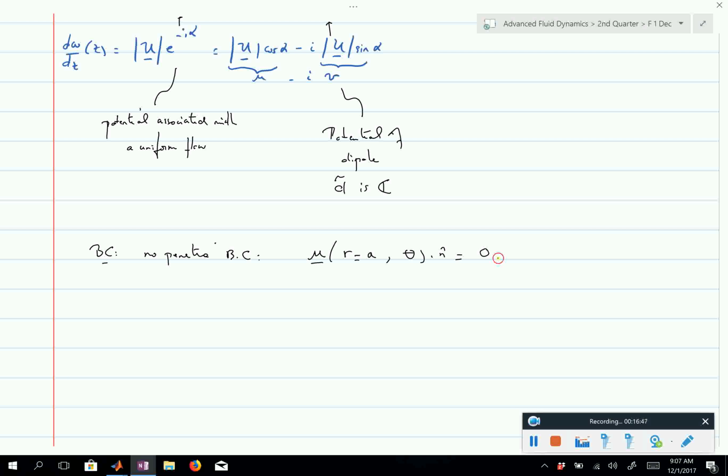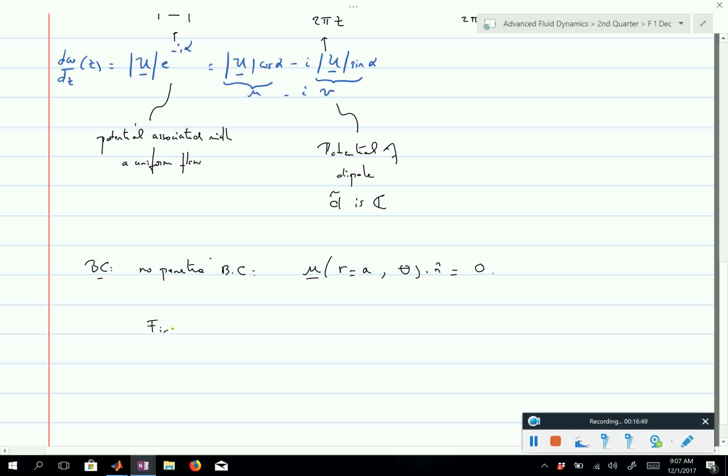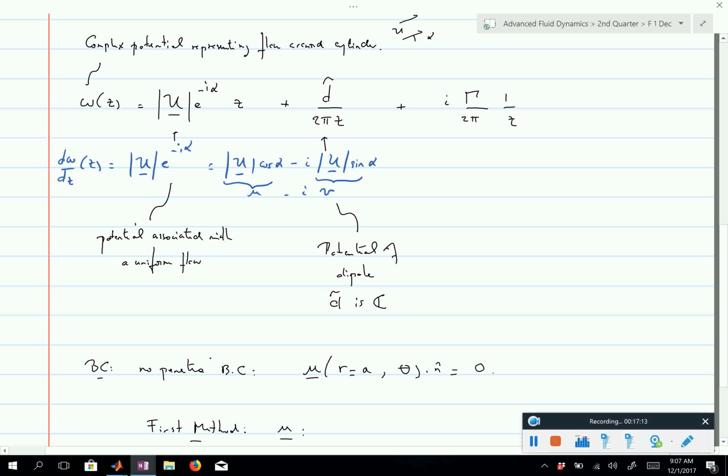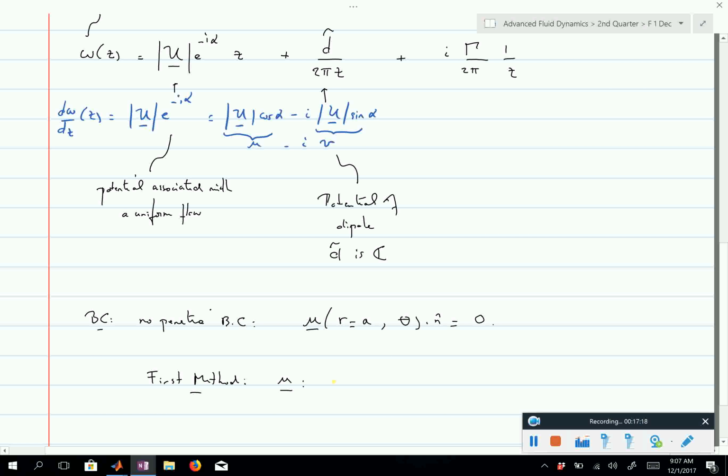So the first method, we'll follow the second method, but let's just discuss the first method, which is always a possibility. So you want to get to u, right? So how do you get that? How do you get to the velocity field? You differentiate the potential. So you continue what we did here. So here I only did it for the velocity field, but you differentiate the potential.